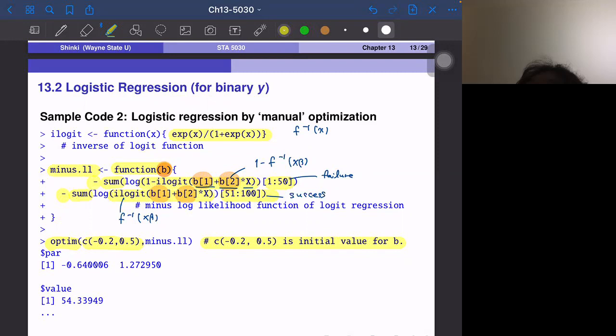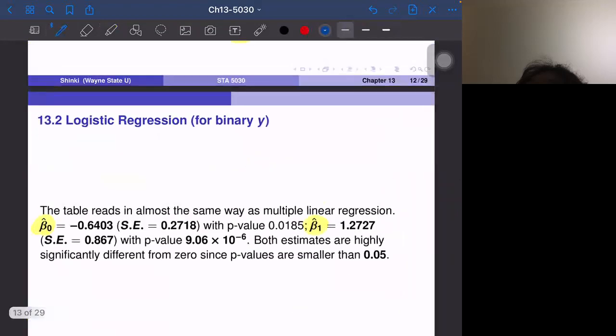Okay, so the minus log likelihood is the function to minimize. This is a function whose input is the 2-dimensional vector b. So the initial value should also be a 2-dimensional vector. Then we get the parameters here. The first component is beta naught, the second one is beta 1. So these are the estimates. And these are exactly the same as the previous page. Slightly different, but this is just the approximation error.